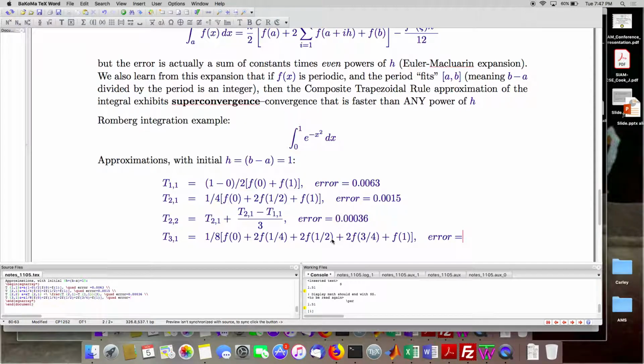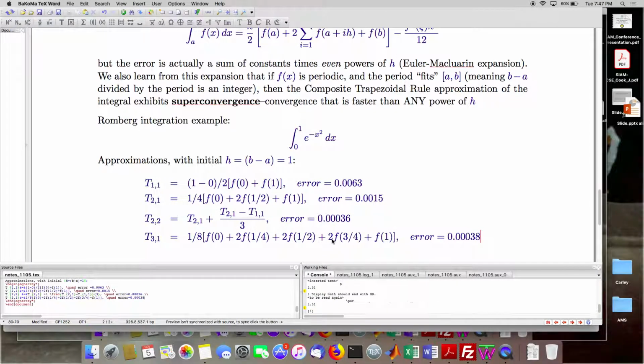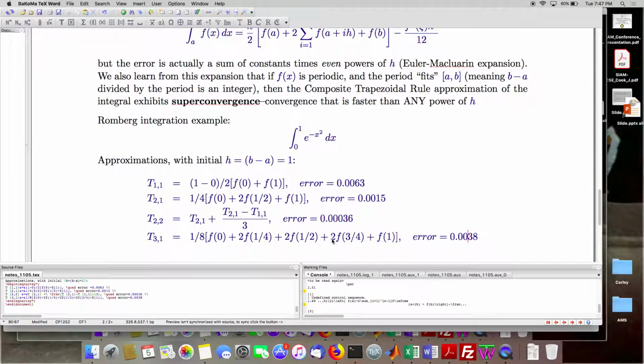So the error in this case turns out to be, okay, 0.0038. Something seems off here. Oh, yeah. All my trapezoidal rule approximations are off because apparently I can't read scientific notation anymore. Okay, all right. And yeah, this is roughly 1/4 of this.